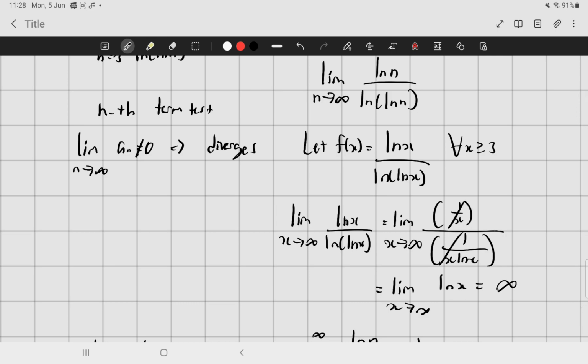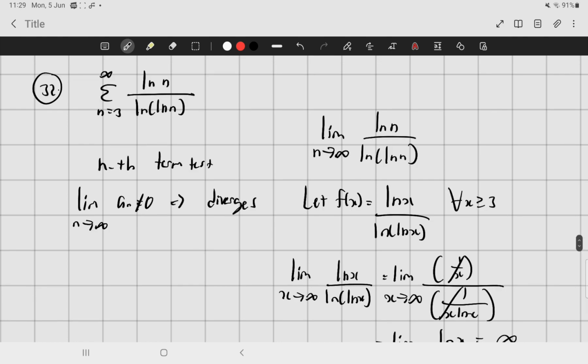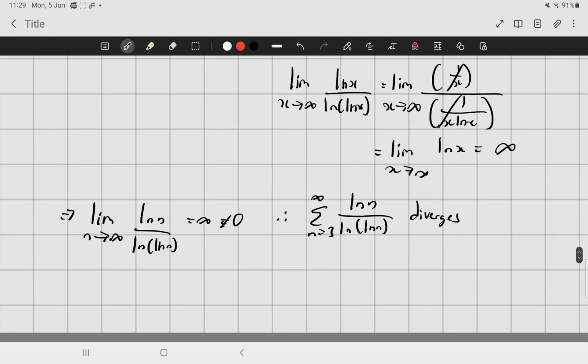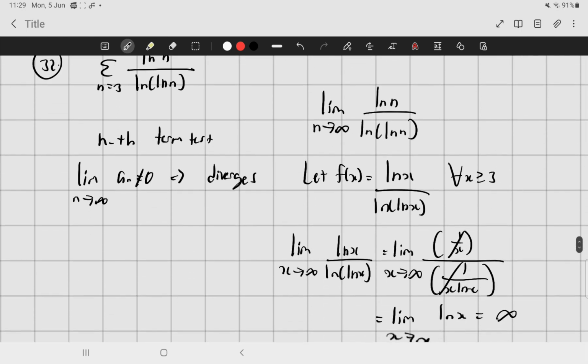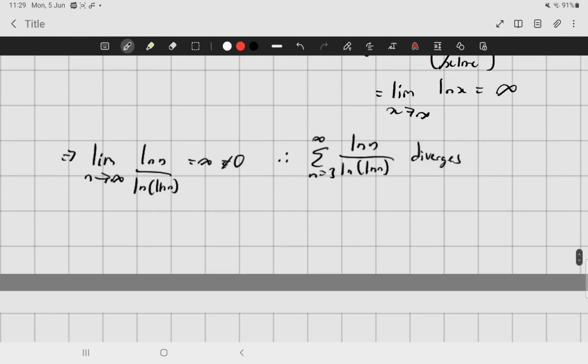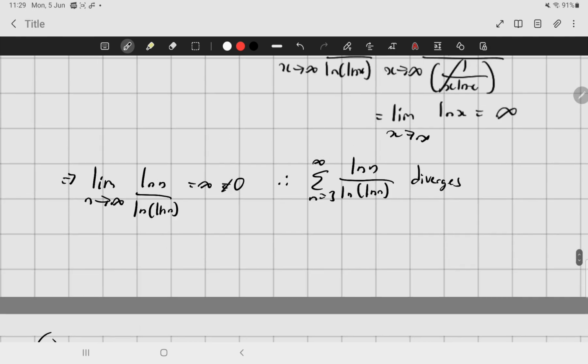The answer scheme did a direct comparison test, but I don't care. I can't think of a proper direct comparison because the way they did this is with e to the power of n. Who has the right mind to say e to the power of n will be the perfect comparison? I will not be thinking of that, not at all. But yeah, the nth term test works fine.